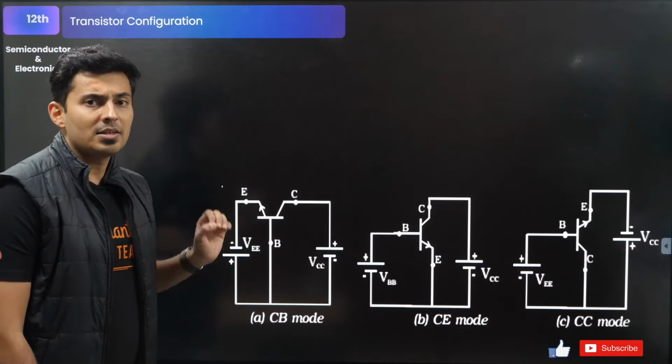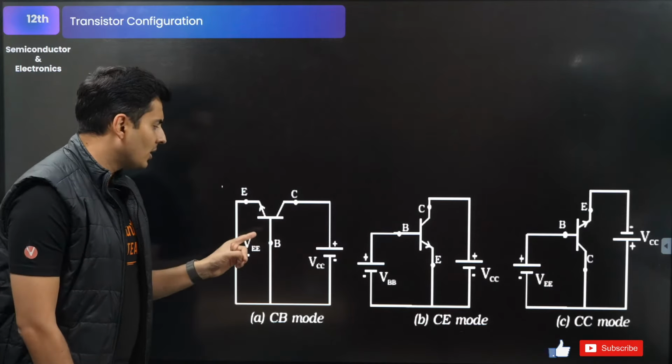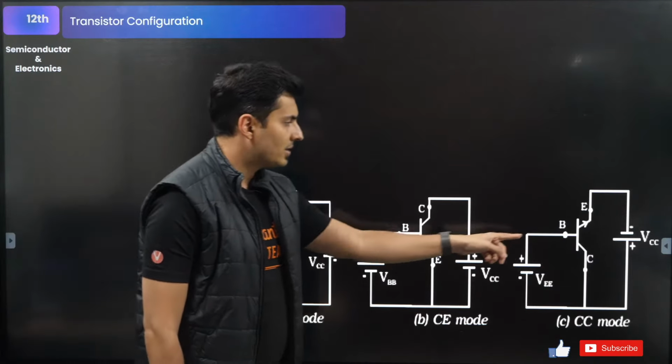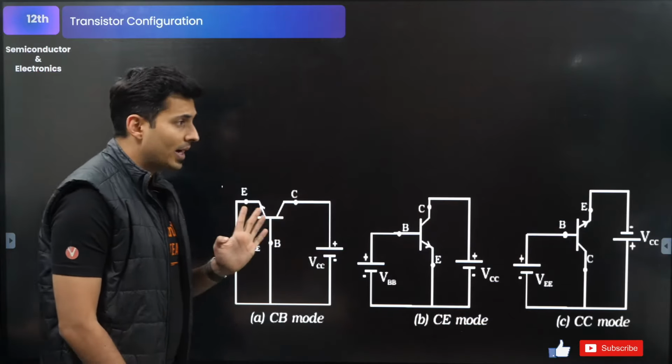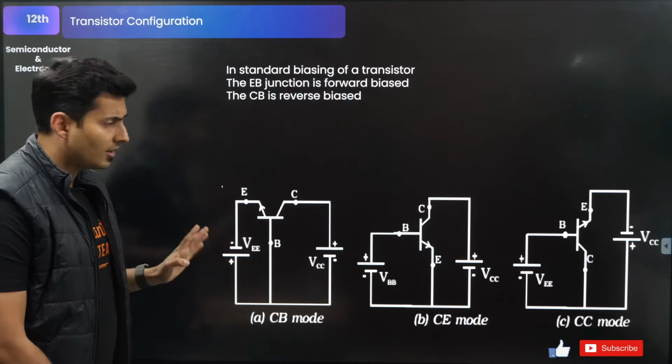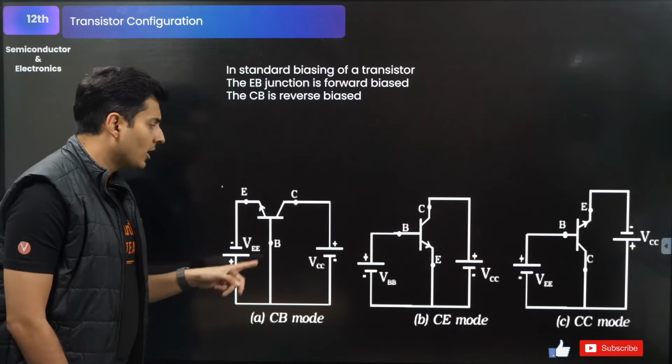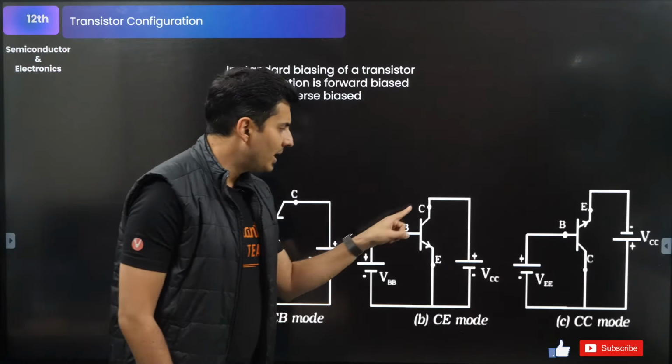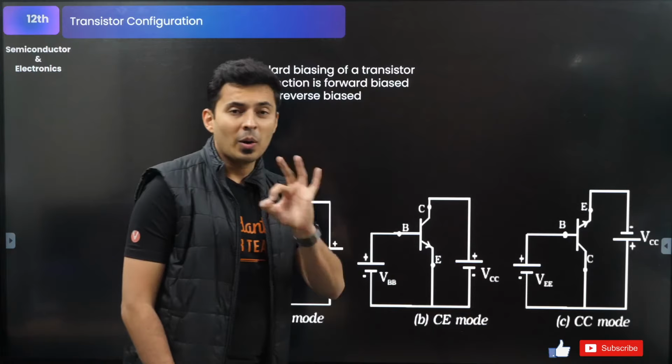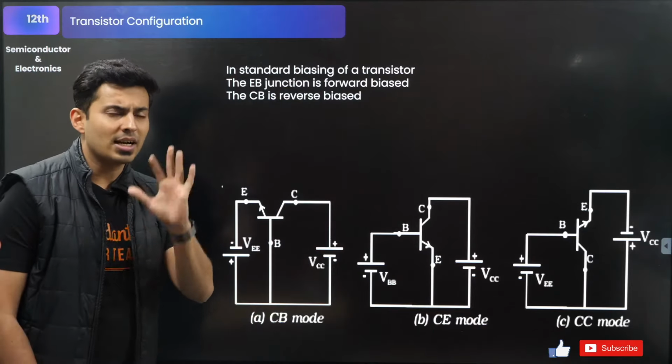No matter which arrangement you choose, always ensure that the emitter-base is forward biased, no matter which type of transistor it is, and you ensure that the base-collector is always in reverse bias for standard functionality.